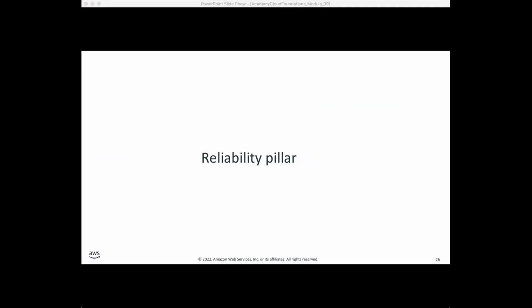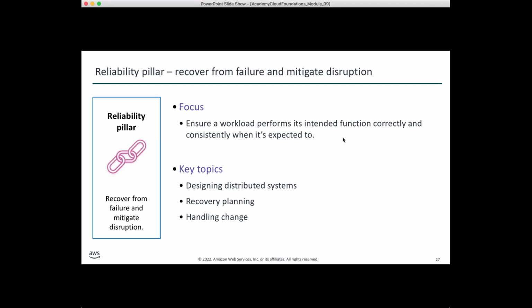The reliability pillar focuses on ensuring a workload performs its intended function correctly and consistently when it is expected to perform. That's what reliability is, isn't it? Key areas include designing distributed systems, recovery planning, and handling change. Designing distributed systems means you should have multiple components, redundant components.